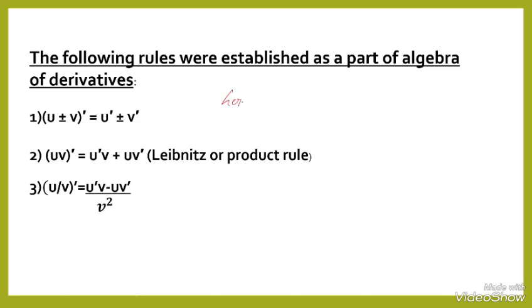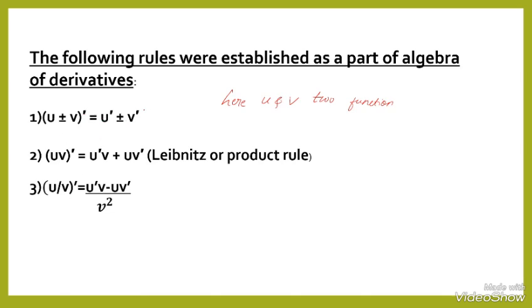Here, u and v are two functions. When two functions u and v are given, we have to differentiate them separately, then give the addition or subtraction symbol. So u plus or minus v whole dash is equal to u dash plus or minus v dash, separately.